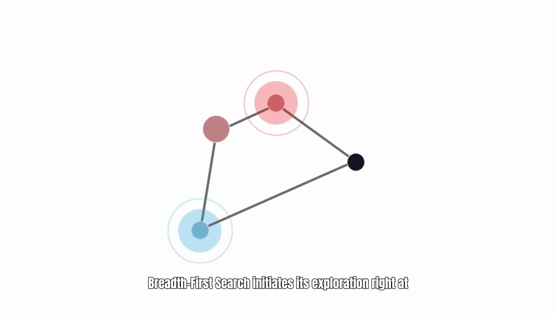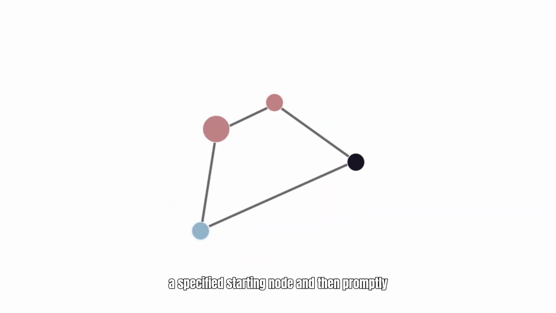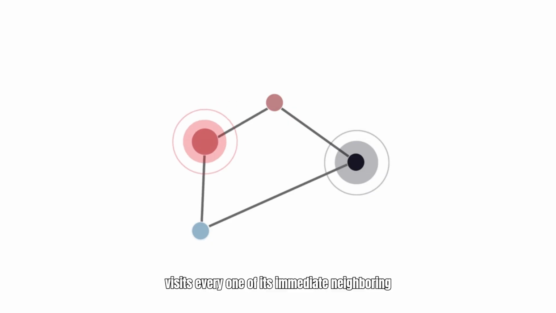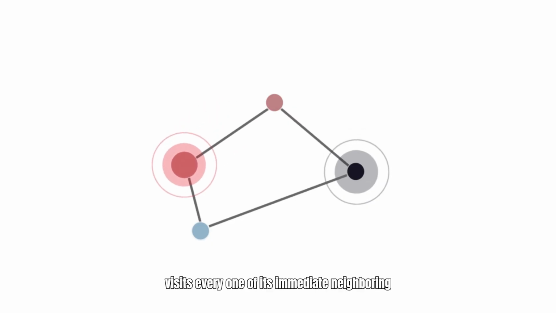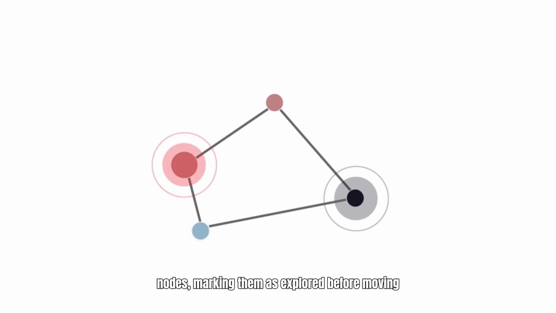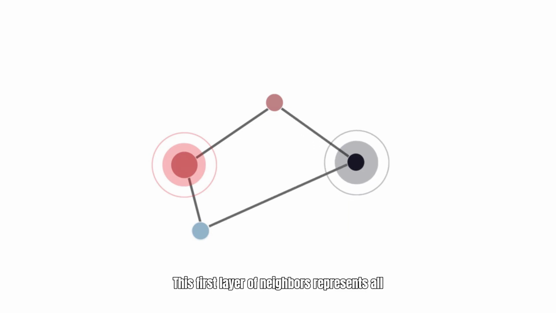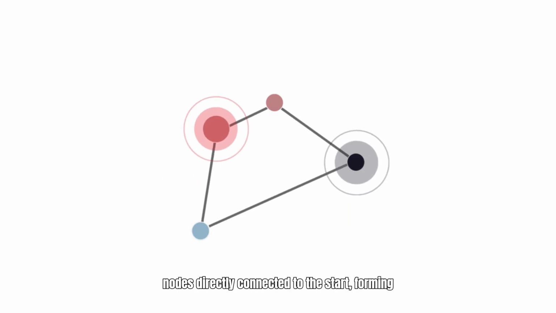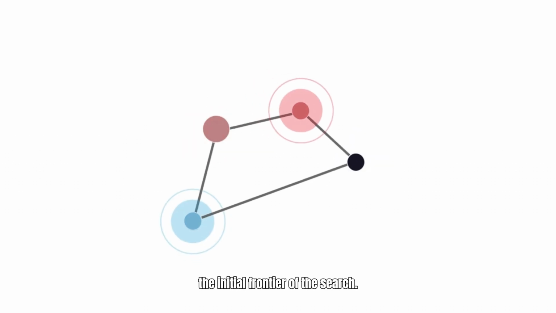Breadth-first search initiates its exploration right at a specified starting node, and then promptly visits every one of its immediate neighboring nodes, marking them as explored before moving further. This first layer of neighbors represents all nodes directly connected to the start, forming the initial frontier of the search.